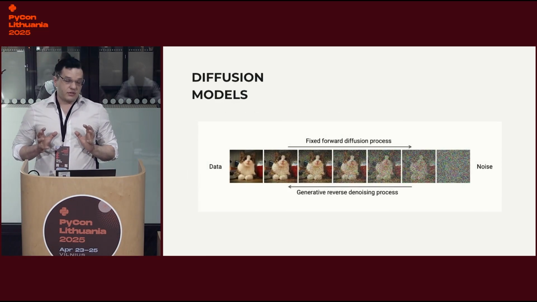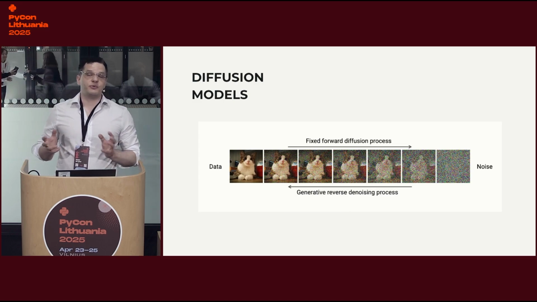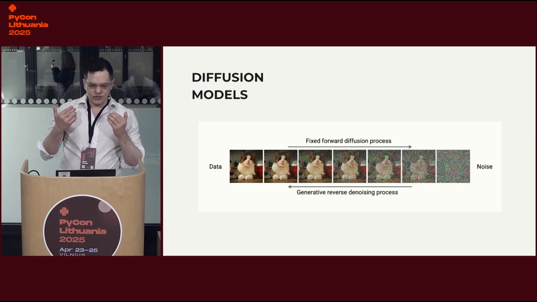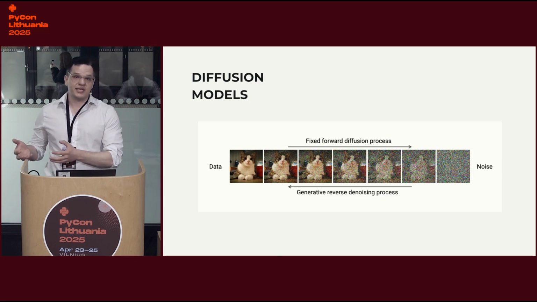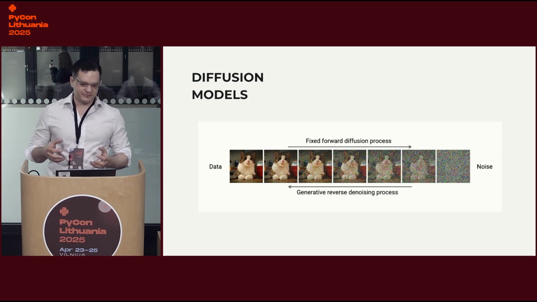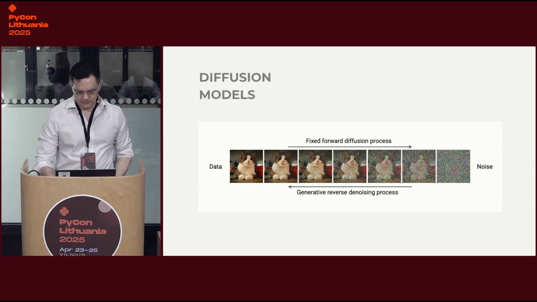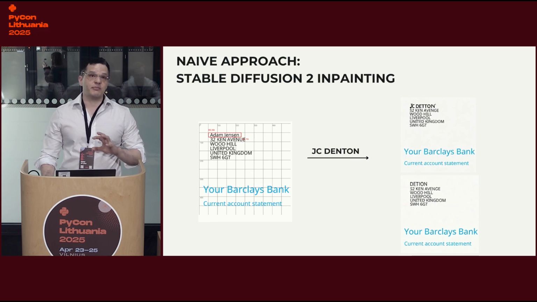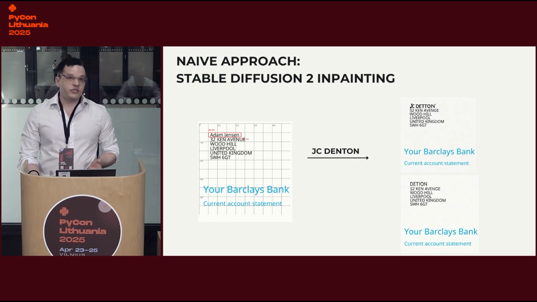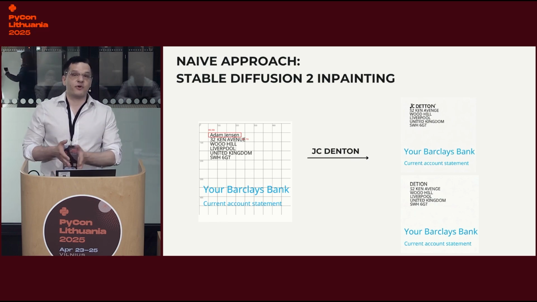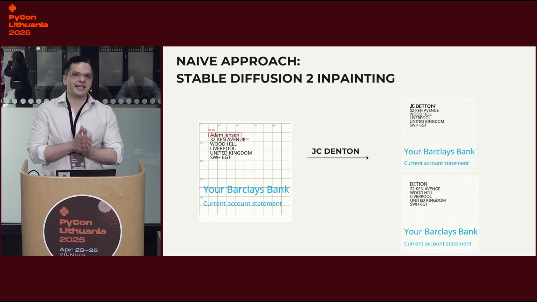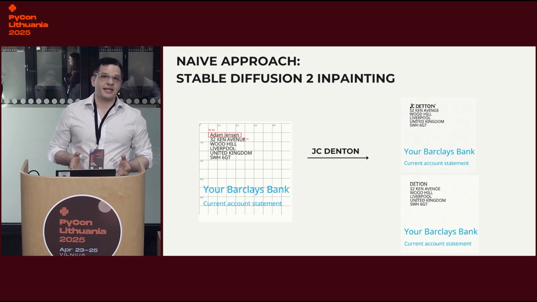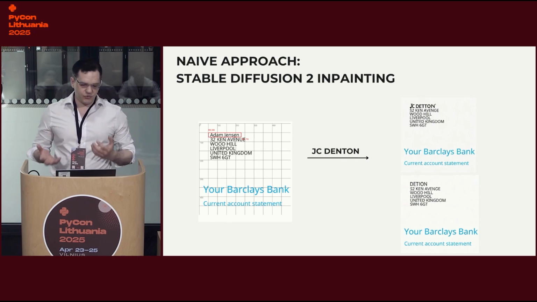So the common approach to this is to use diffusion models. Diffusion models are basically trained by introducing Gaussian noise to the images, and then the model learns to denoise it. The naive approach is to just use something like Stable Diffusion 2 and to use its inpainting method, which is what Photoshop does, to try and inpaint text. As you can see up there, this doesn't work very well.